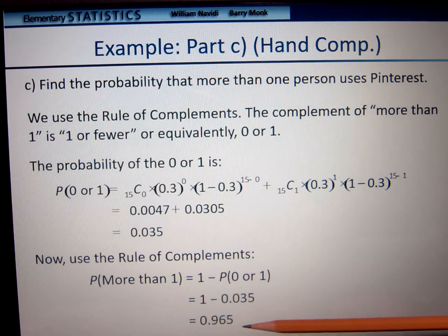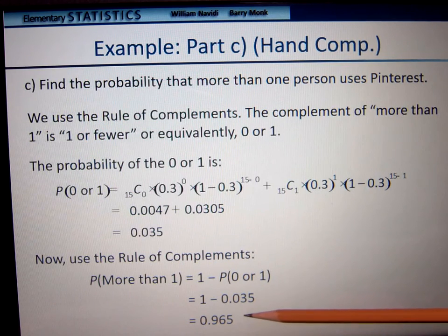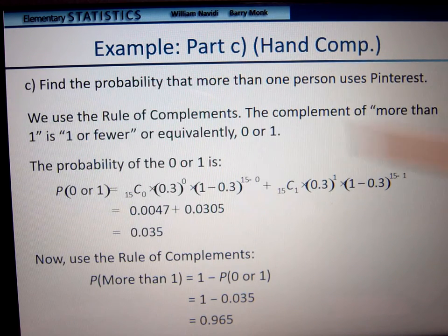Now I want to reiterate again. I could add 2, 3, 4, 5, 6, 7, 8, 9, 10, 11, 12, 13, 14, 15. One of the nice things about mathematics and mathematicians in general is that they like to find the easiest way to do it. So you can take the complement.